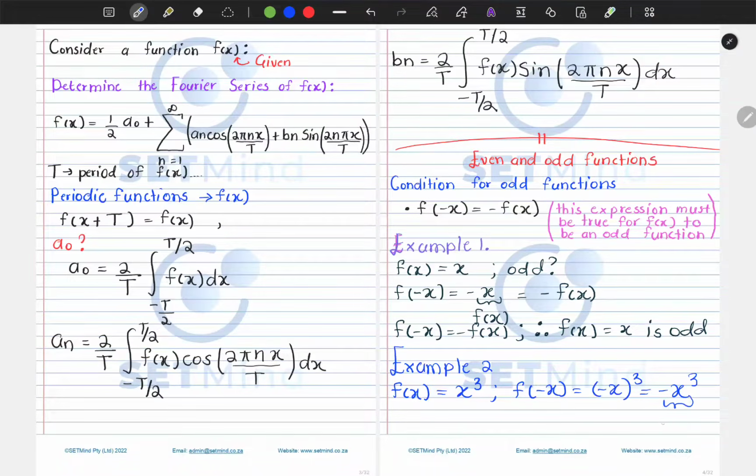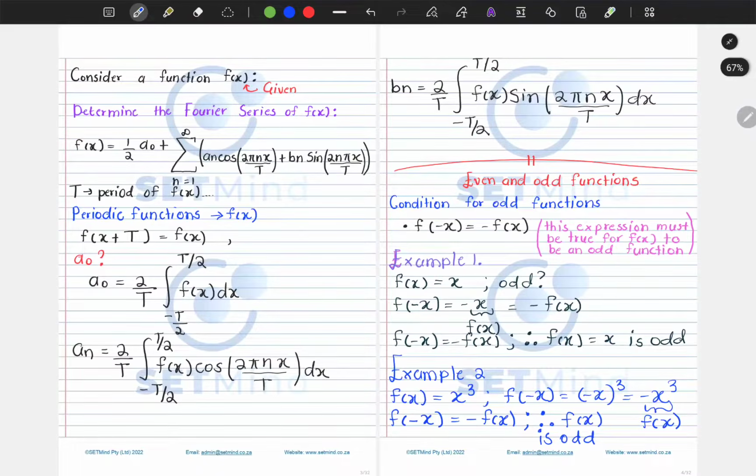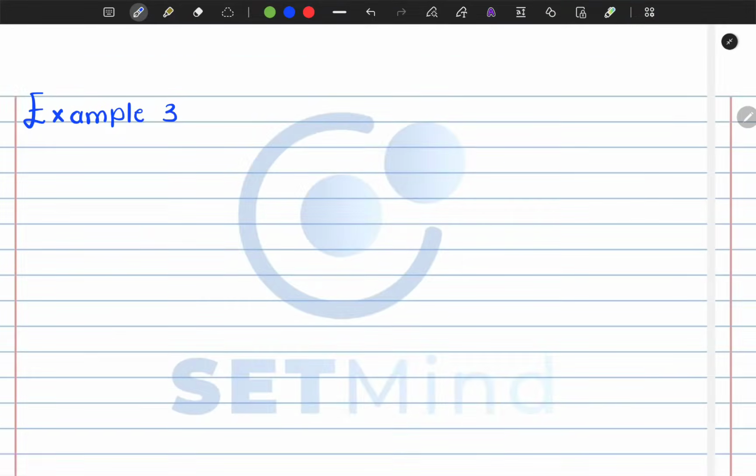And if you observe carefully, that x cubed is our f of x. So even in this case, what we have found is that f of negative x is the same as negative f of x. So we can conclude that our f of x is odd. So it is odd. Let's go and have a look at another example. Let's call it example 3. And for example 3, let's consider f of x to be equal to sine of 3x.